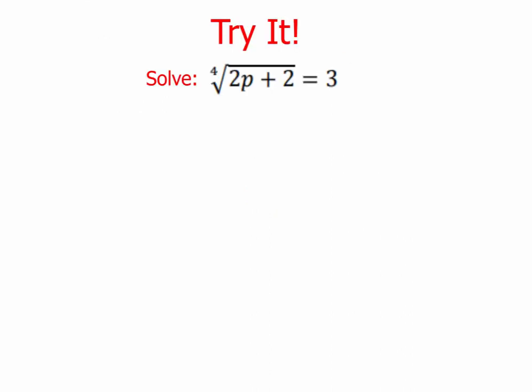All right, I'm going to leave you with a try-it problem. I want you to solve the fourth root of 2p plus 2 equals 3. Remember the steps: isolate your radical, raise both sides to the index, solve your resulting equation, and then check your answer by plugging it back into your original equation.